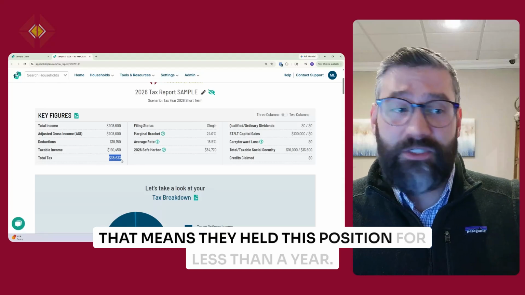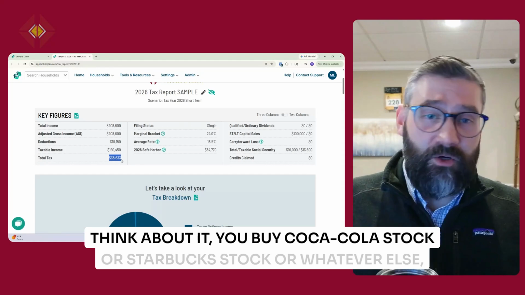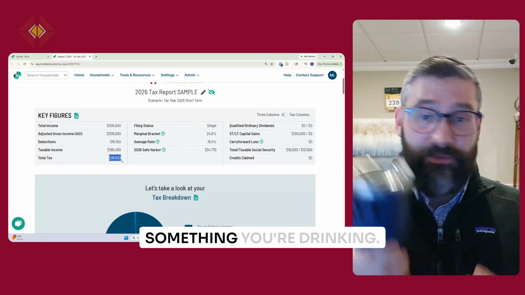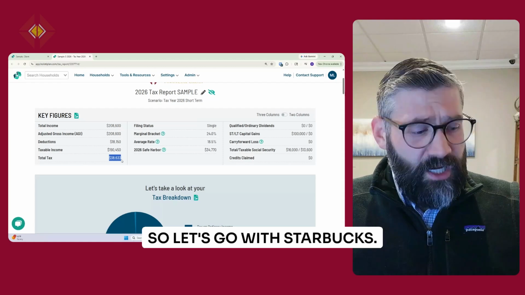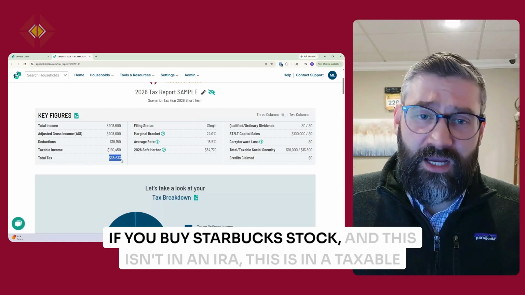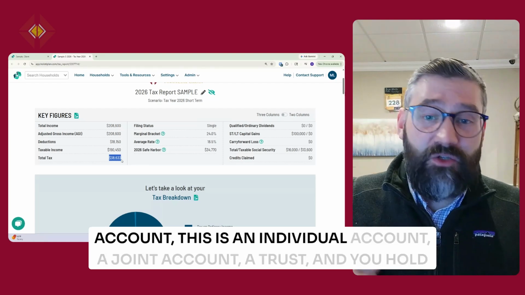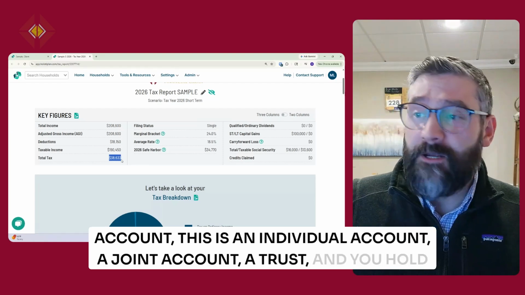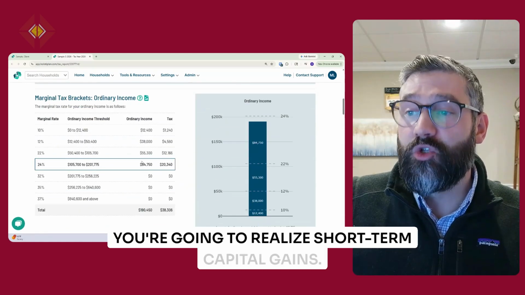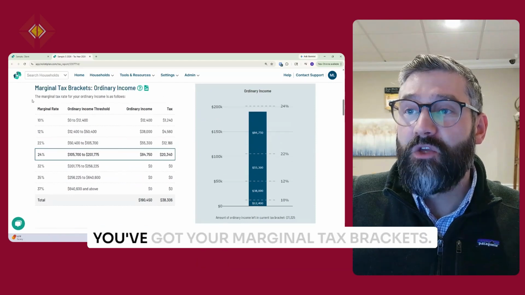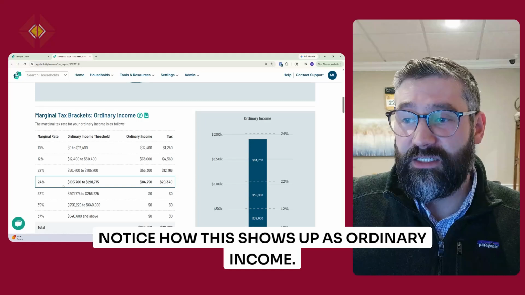That means they held this position for less than a year. Think about it. You buy Coca-Cola stock or Starbucks stock or whatever else, something you're drinking. I'm drinking out of a Yeti, but this is coffee. So let's go with Starbucks. If you buy Starbucks stock, and this isn't in an IRA, this is in a taxable account, this is an individual account, a joint account, a trust, and you hold it for a month and then you sell it, you're going to realize short-term capital gains. You've got your marginal tax brackets. Notice how this shows up as ordinary income.